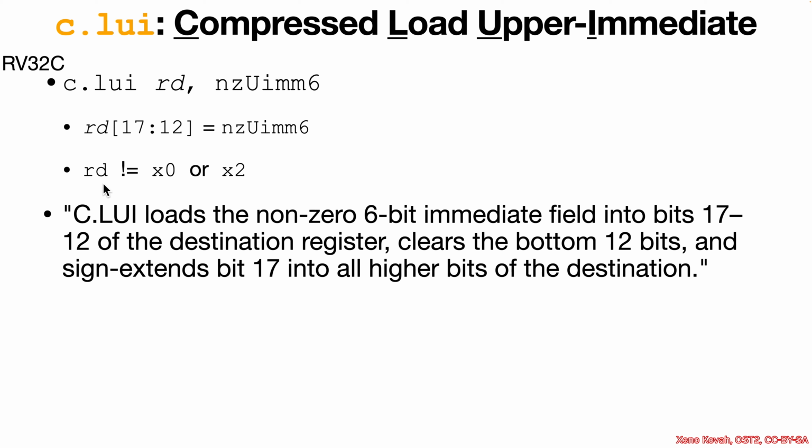So let me just say quick that there is a further caveat that the destination register cannot be X0 or X2, but I think this human readable text makes it a little clearer. Compressed Louis loads the non-zero 6-bit immediate field into bits 17 to 12 of the destination register, clears the bottom 12 bits, and sign extends bit 17 into all higher bits of the destination. All higher bits of the destination being a nice generic way to say that although this is an RV32 compressed instruction, if it was executed as it is here in the context of 64-bit code, all higher bits would mean it will sign extend that bit 17 all the way up to bit 63, the maximum size for the 64-bit destination register.